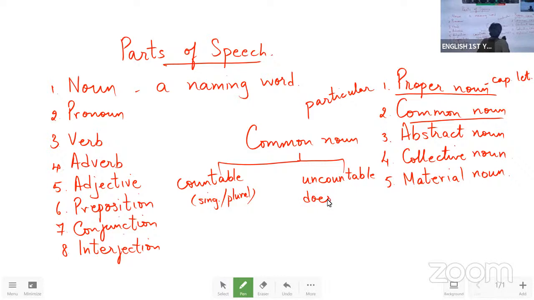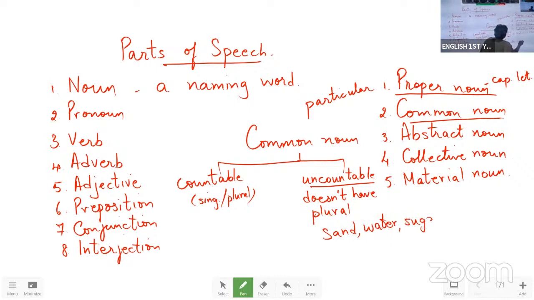But uncountable does not take up plural. Which cannot be counted, uncountable, cannot count. Sand, hair, water, sugar.